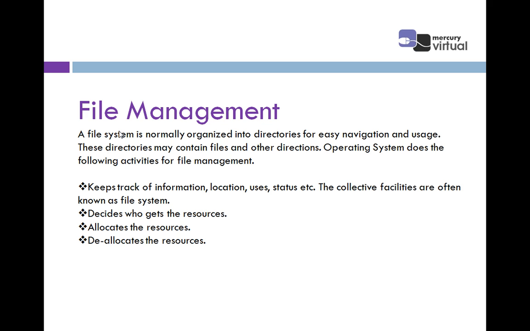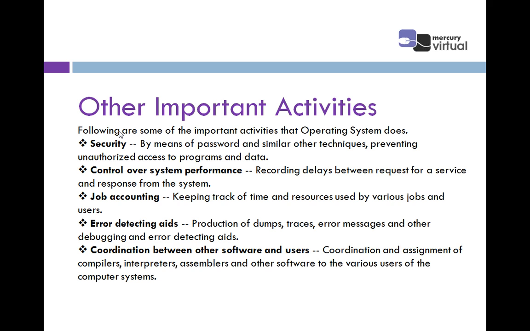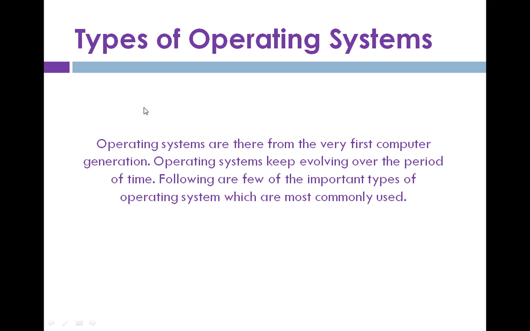Then file management means how to keep track of the files with the help of the operating system, and this also includes allocation and deallocation. Then there are different activities which are also in the category of functions of operating system that include security, control over system performance, job accounting, error detecting aids, coordination between other software and users.